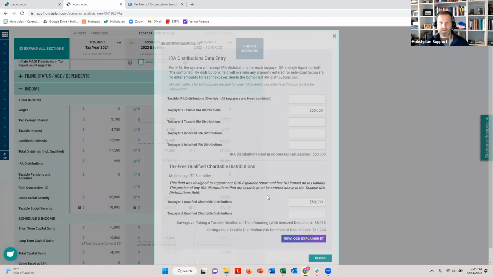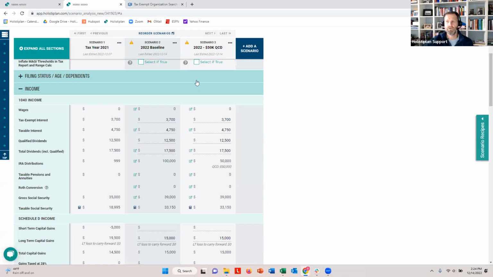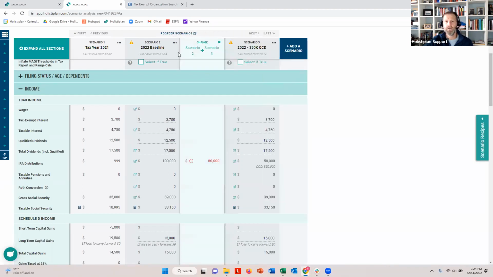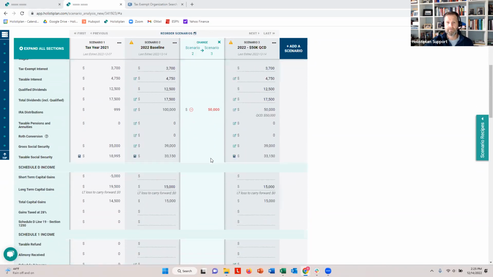So what's happening here? One of the cool things with Holistiplan, with our new version of scenario analysis, if you hover in between two scenarios, you'll see this little triangle. That triangle, if you open it up, that's going to be the opportunity to show comparisons between the left and the right scenario, right? So anything you see here that's in red means that the scenario on the right is lower than the scenario on the left. Anything that you see in green means the scenario on the right is higher than it is on the scenario on the left. So with this $50,000 QCD, right?